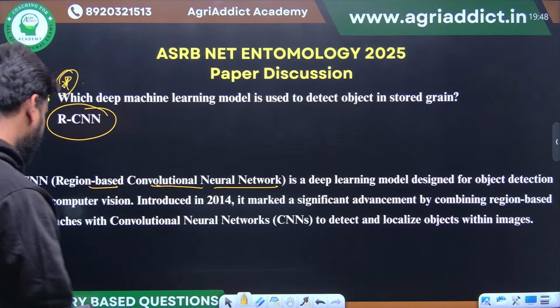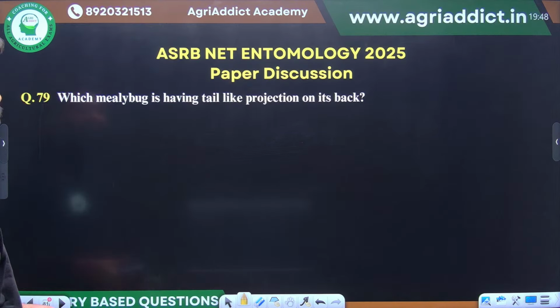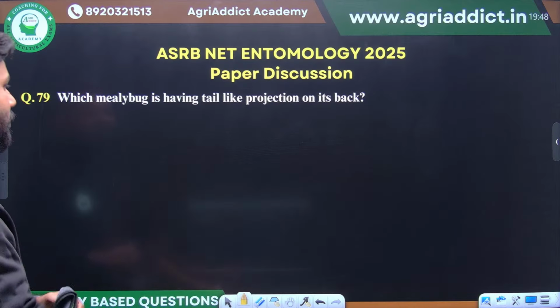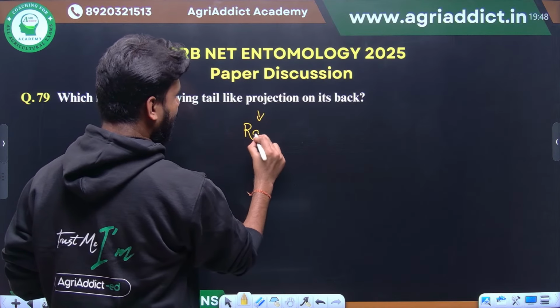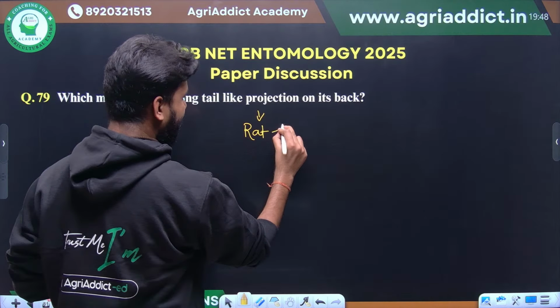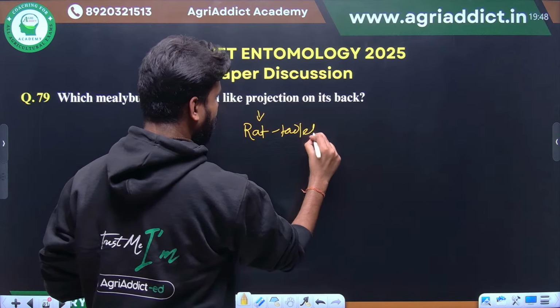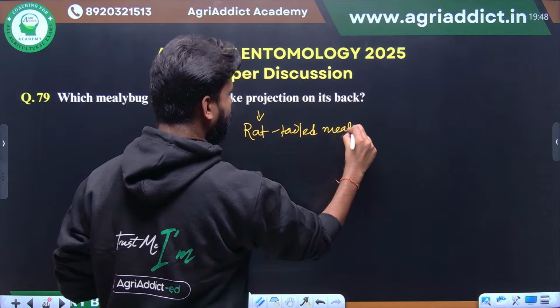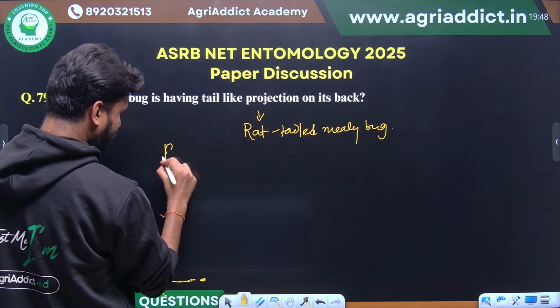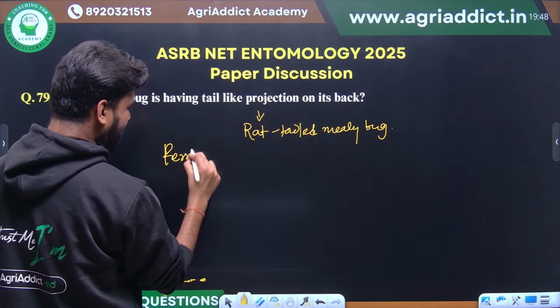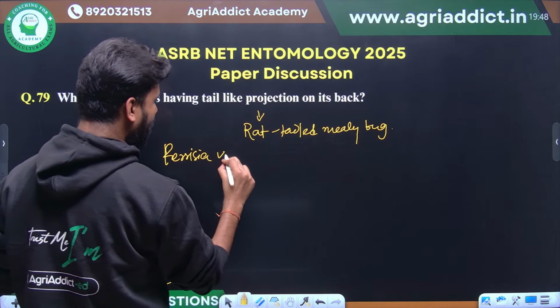Next question is, which mealybug has a tail-like projection on its back? So this is also called rat-tailed mealybug. The correct answer will be Ferrisia virgata.